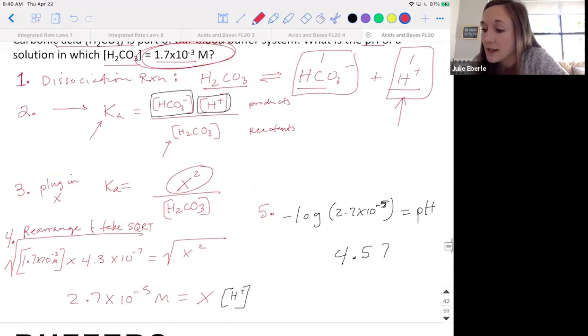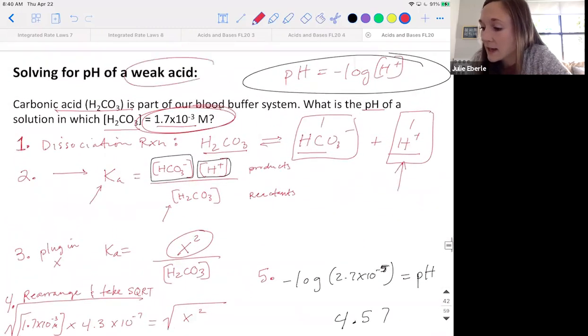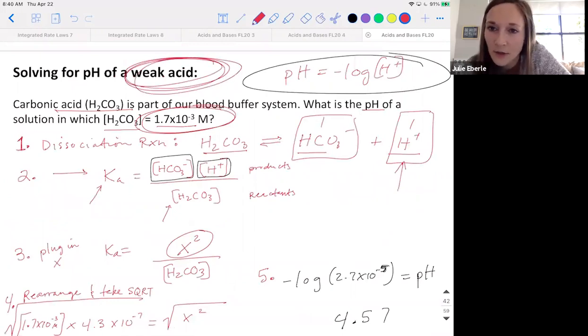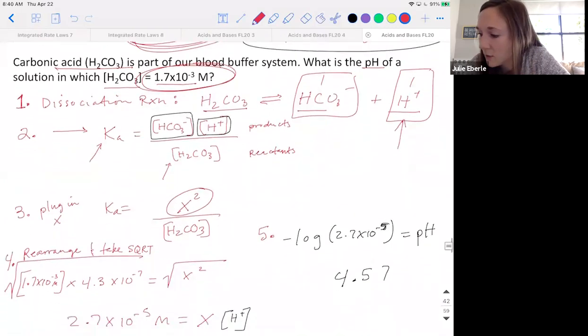Questions on this? I cannot emphasize this enough: this is specifically for weak acids. You don't do this for strong acids. We already solved pH for strong acids, very easy. It was a one-step process for strong acids. This is just for weak acids. Questions on what we did here?